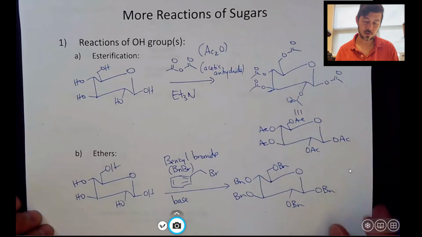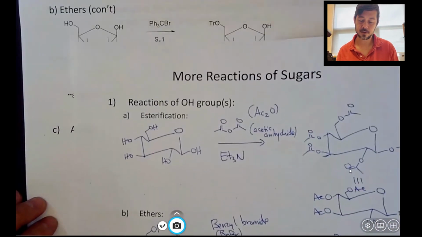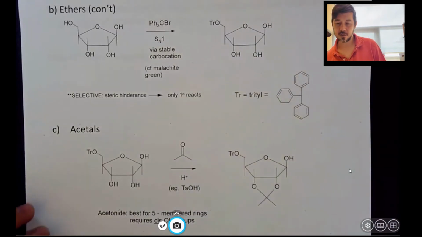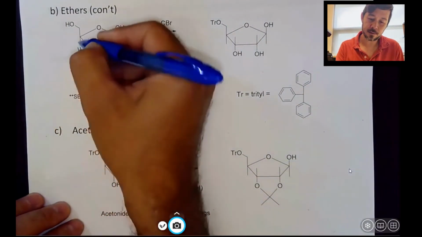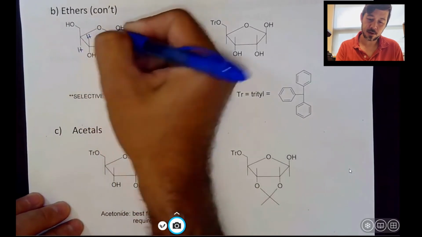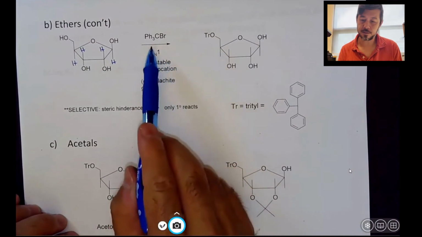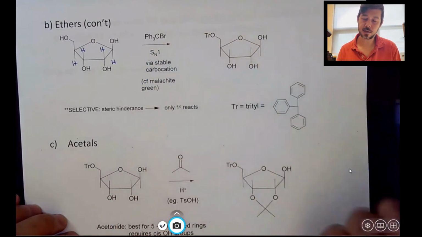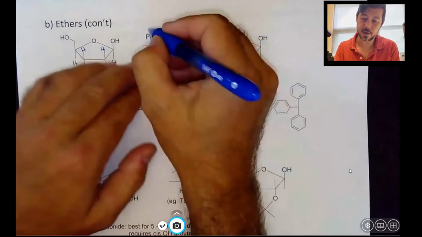Suppose you want to create an ether, so this will be kind of an ethers continuation, but you want to only protect one of them. So here's a ribose type molecule. You can actually treat this with a big bulky group. In the previous example, we used benzyl bromide, which is relatively small and pretty electrophilic.